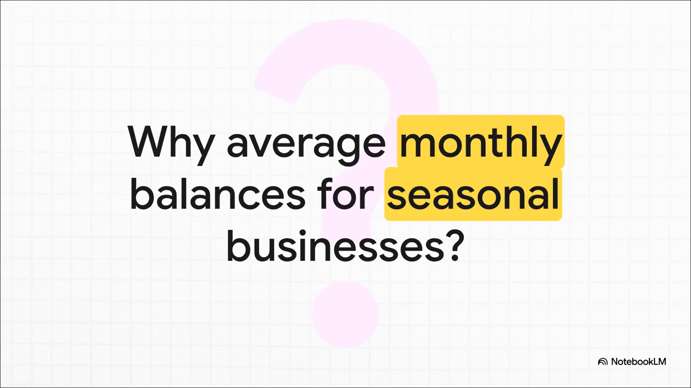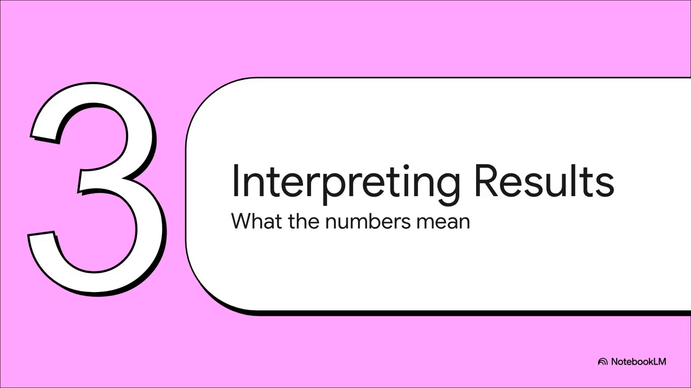You might be wondering, why go through the hassle of monthly balances? Well, picture a retailer that makes, say, 70% of its sales in November and December. If you only look at their inventory on January 1st and December 31st, you are going to completely miss those massive inventory spikes that happen right before the peak seasonal rush. Averaging the months captures reality. Moving right along to Section 3, interpreting turnover results.